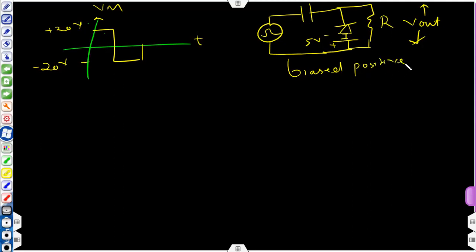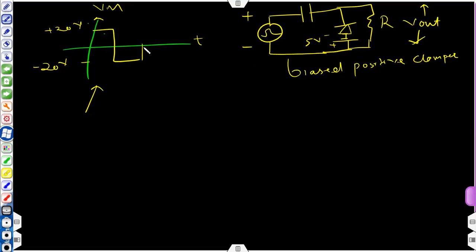So this is a biased positive clamper. Okay, and this bias source will always be in series with the diode. Polarity can be reversed, there is no problem, but it will always be across this diode. So if you follow this simply, only this one waveform is given.